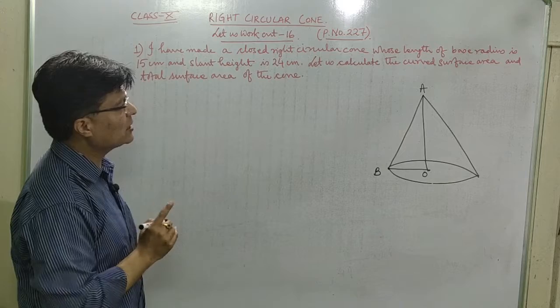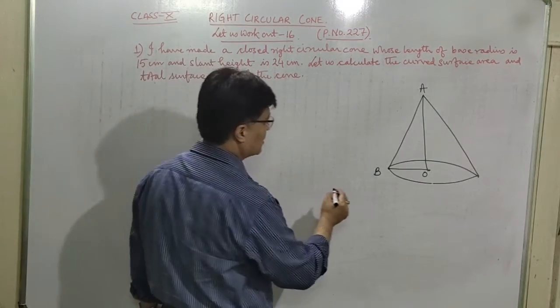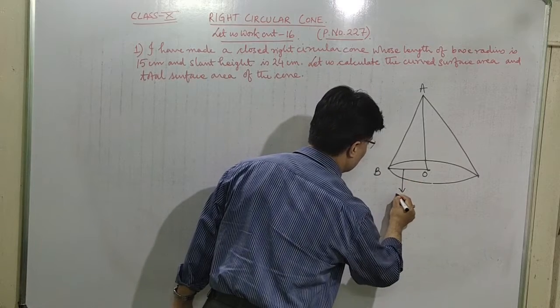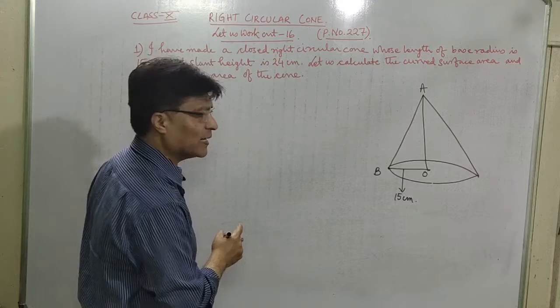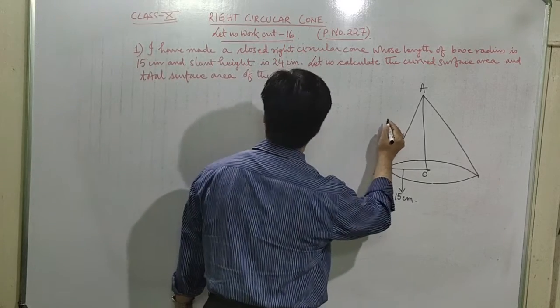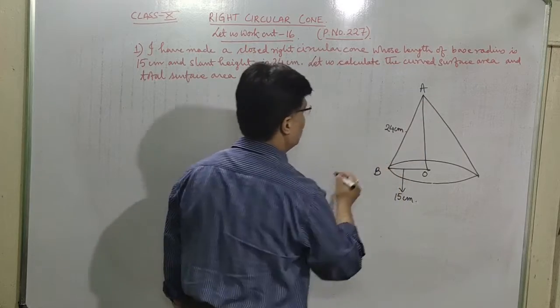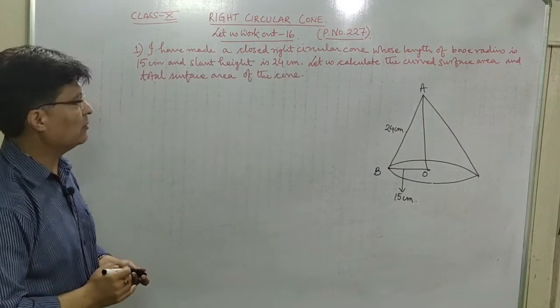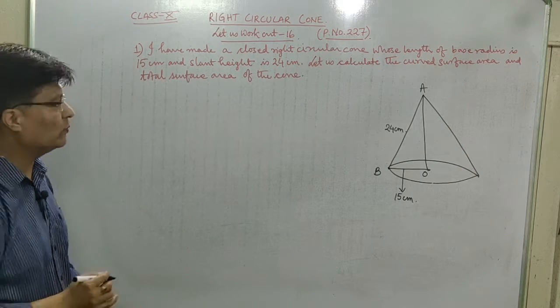So in this case it is given that what is the length of the base radius? Base radius is 15 centimeter. And what is the slant height? Slant height here, this is your slant height, that is 24 centimeter. This AB is of length 24 centimeter. So let us find out the curved surface area of the cone.